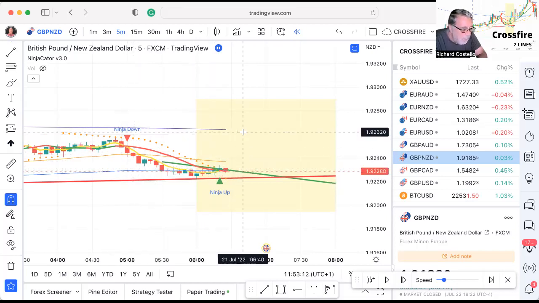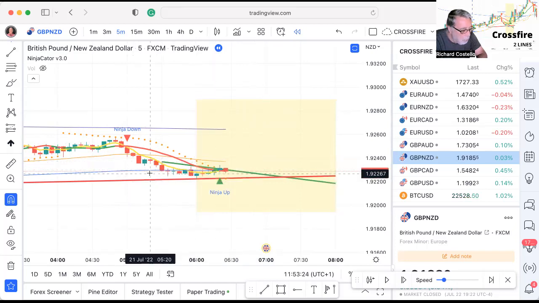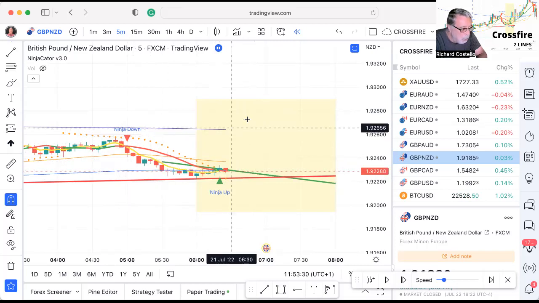Now, these moving averages are quite important in this strategy. So I'll just go over that again because I got really confused there. We've got a 50 moving average, it's the orange line. We've got the 200 moving average, which is the blue line, and we've got the 800 moving average, which is the purple line.